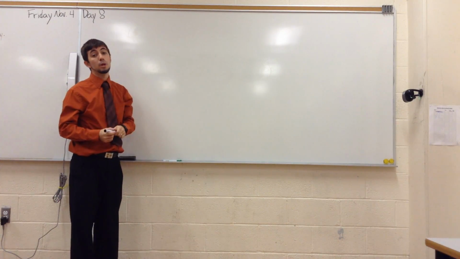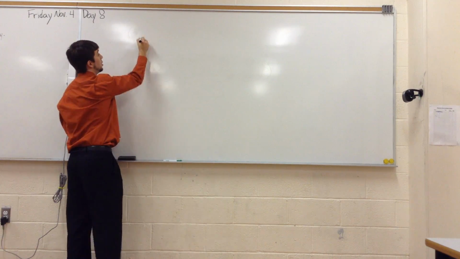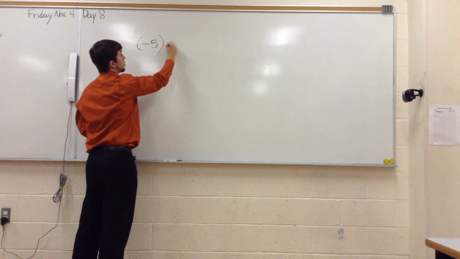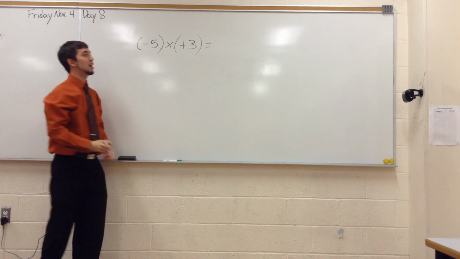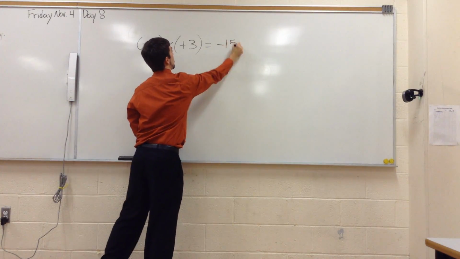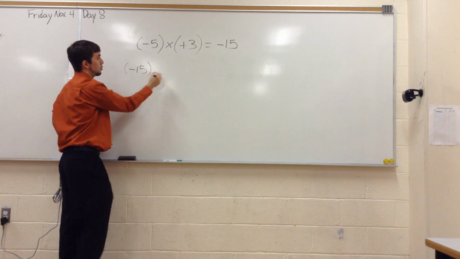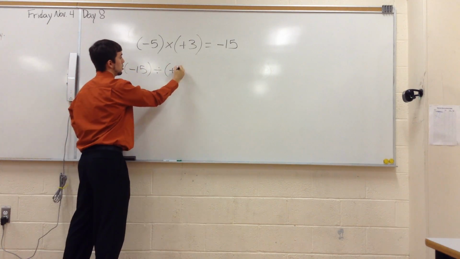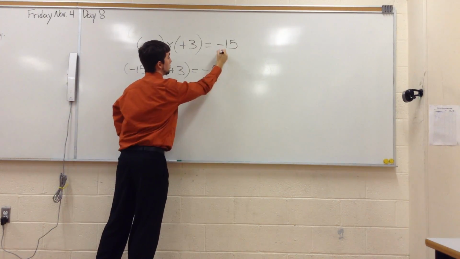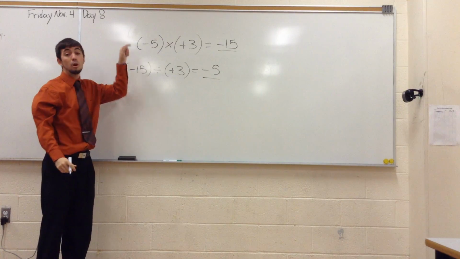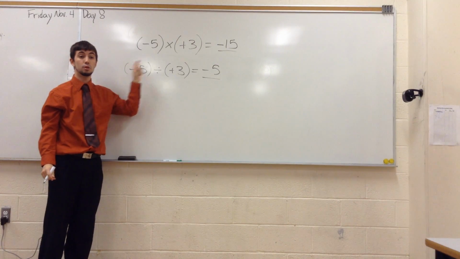What I do want to show you quickly is writing a quotient statement to a product statement or vice versa. If I've got negative 5 times positive 3, this equals negative 15. But I can also write it backwards as a quotient statement. Negative 15 divided by positive 3 equals negative 5. So we can write the product statement as a quotient statement or the quotient statement as a product statement just by reversing the order.